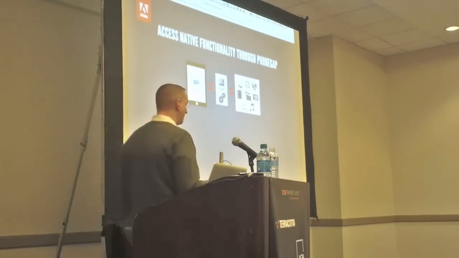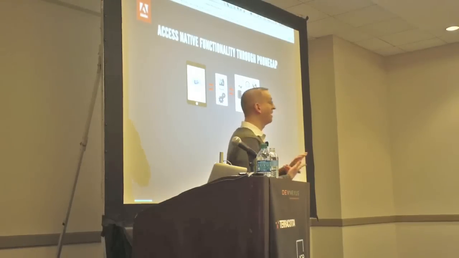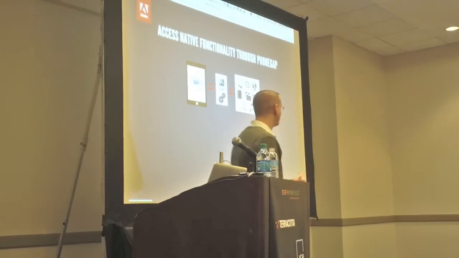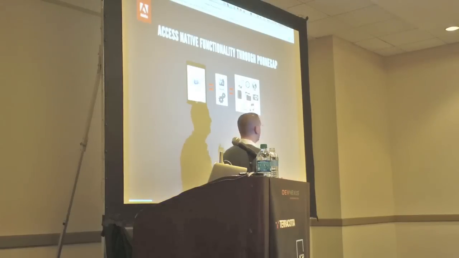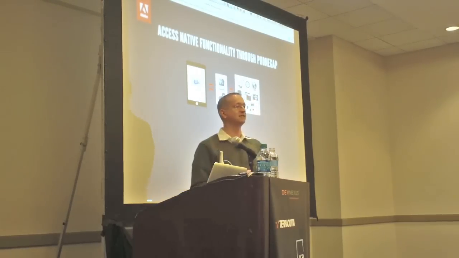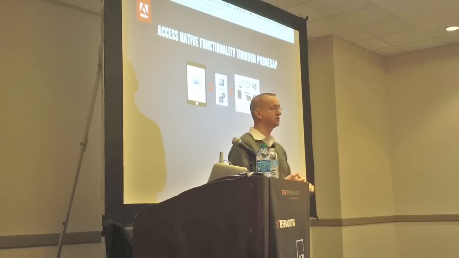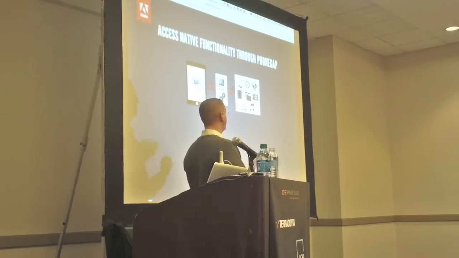So the second part of PhoneGap is it gives you an API that allows you to access underlying native operating system functionality. So it gives you the ability to access things like contacts on a device. You can read and write from the local file system. You can access multimedia, so you can take pictures with a camera, you can record video, you can record audio, you can reliably play back audio across different platforms.